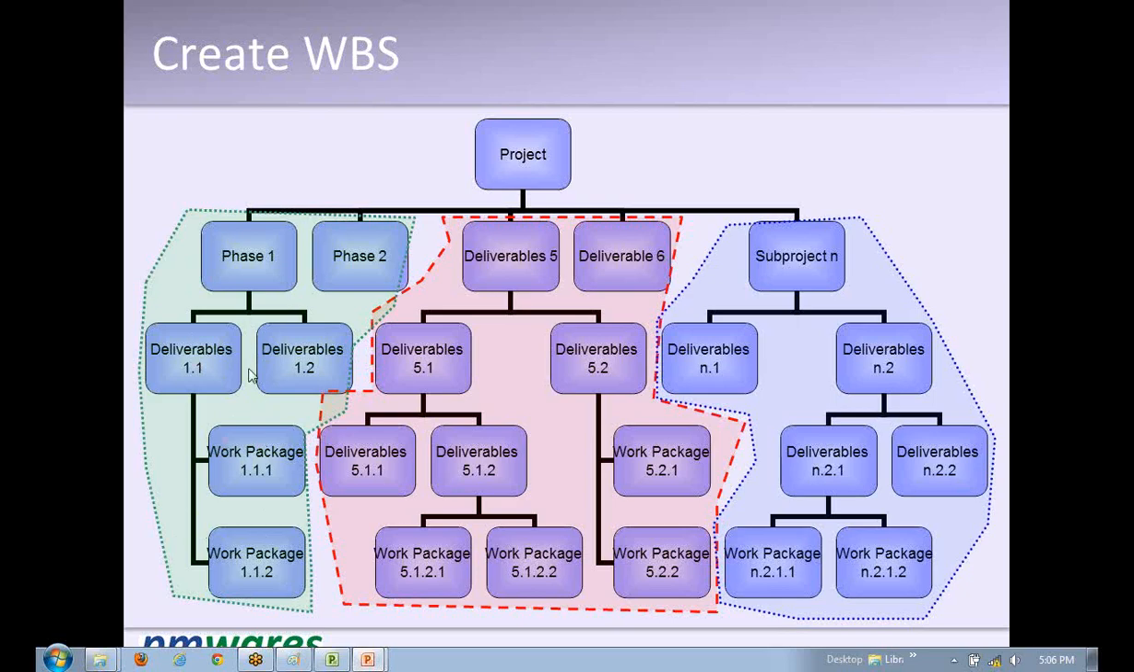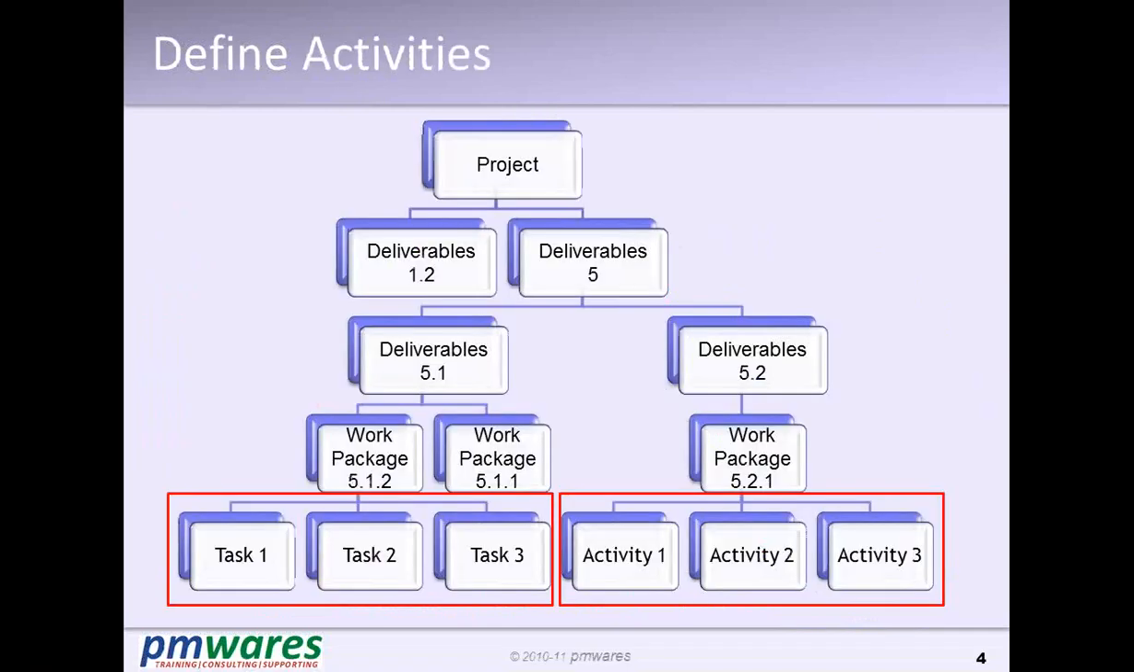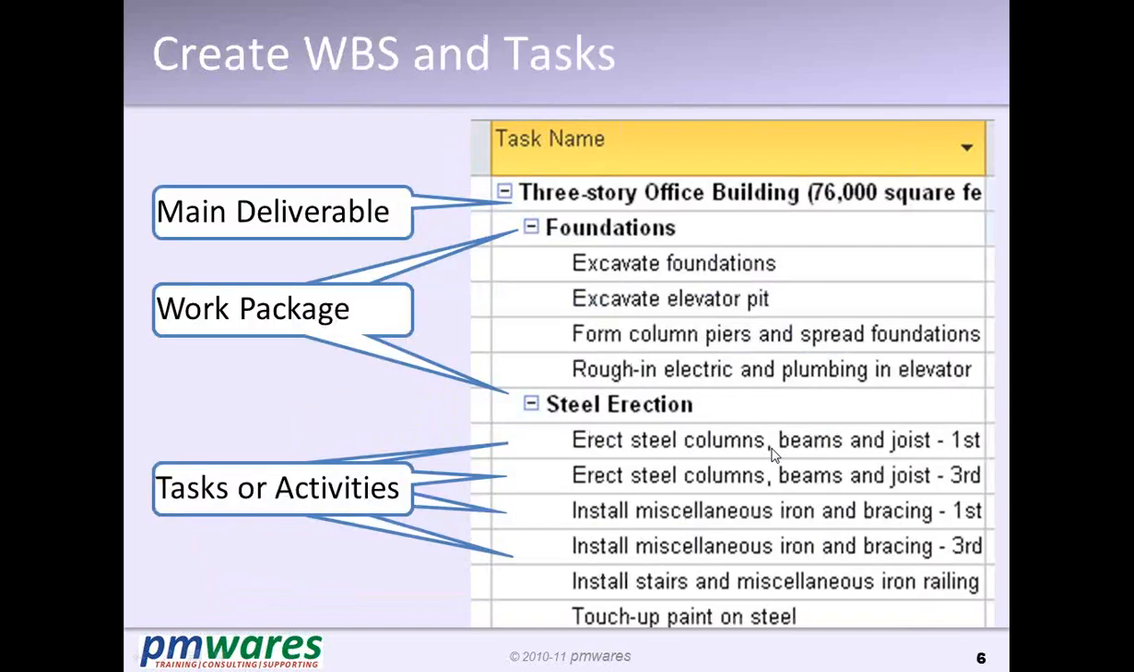We normally have phases, and in the phases there are some deliverables. And once we have a package, then we define the tasks. Task 1, task 2. These are activities. By performing these activities, we will complete our work package. Activity 1, activity 2. If we complete these activities, our work package will be ready. Something like this. A 3-story building: foundation is a deliverable, steel erection is a deliverable.